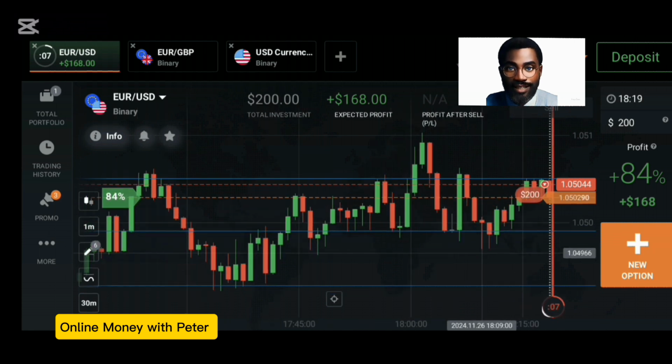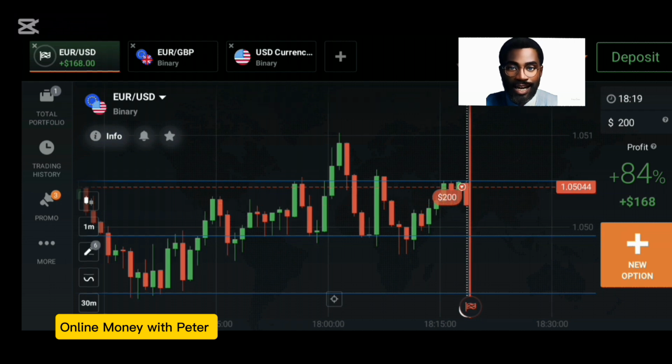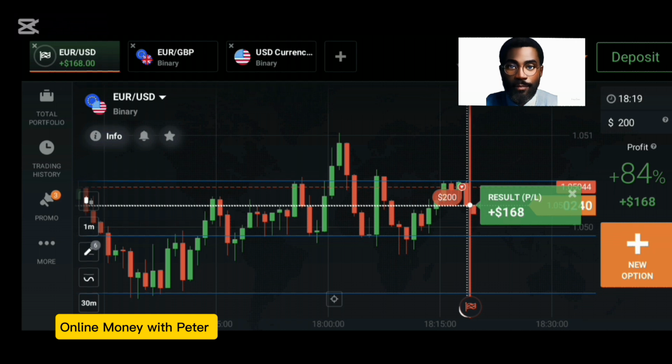Alright, so you can see that I do not really have indicators here. What I have here are my horizontal lines, which I use to draw my support and resistance zones. Alright, so I have won this trade again. So I have won 3 trades and I lost 1. So I placed 4 trades today and I won 3 and lost 1. Alright, so I'm profitable for today.